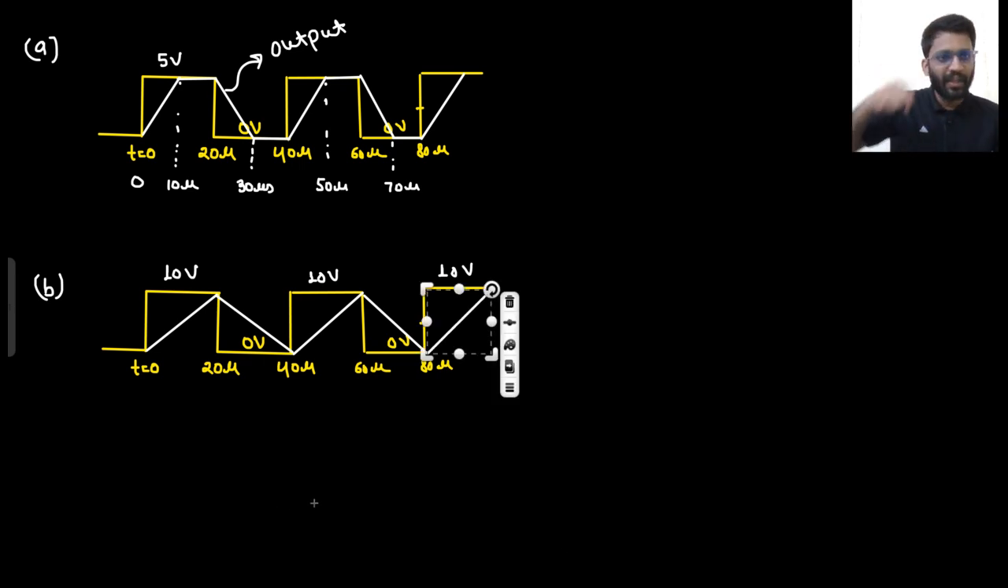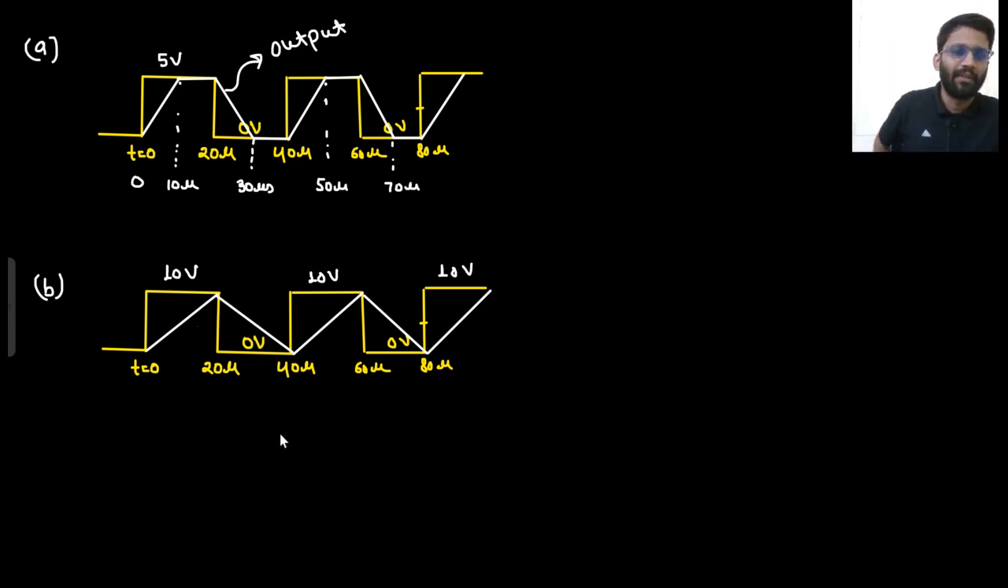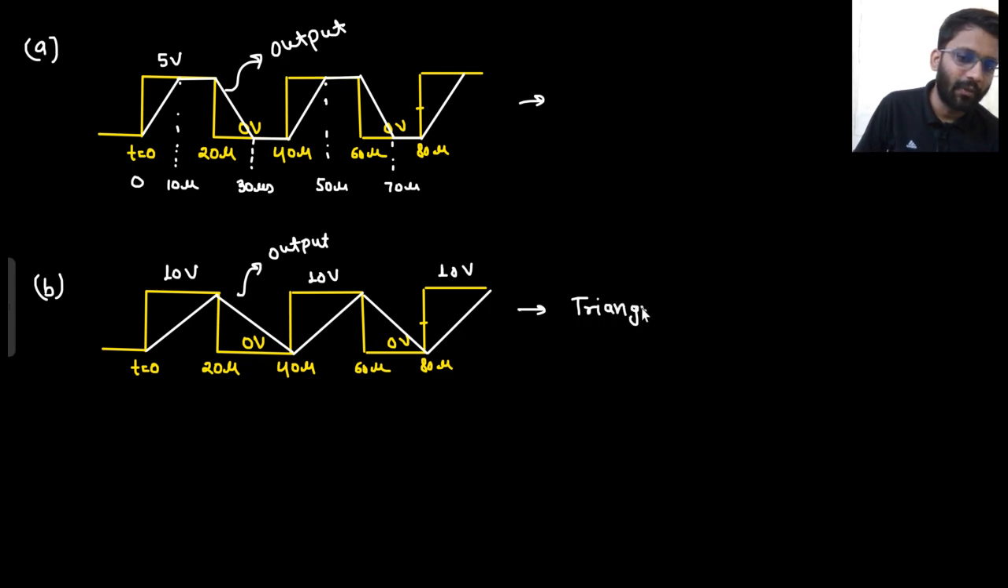So it is reaching 10 volt, but it is never staying there. Immediately the input is saying that I am going down, right? So this is your output waveform. The output waveform is trapezoidal. Sorry, here it is triangular. In the previous case, the output waveform was trapezoidal.